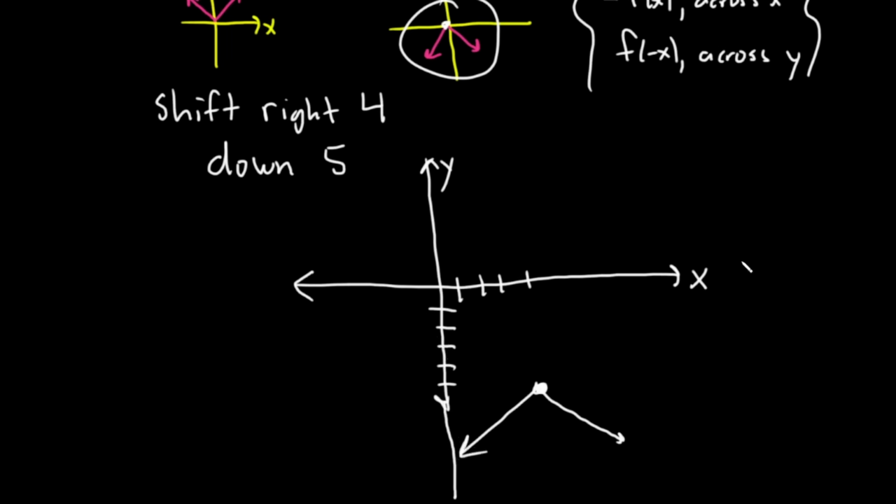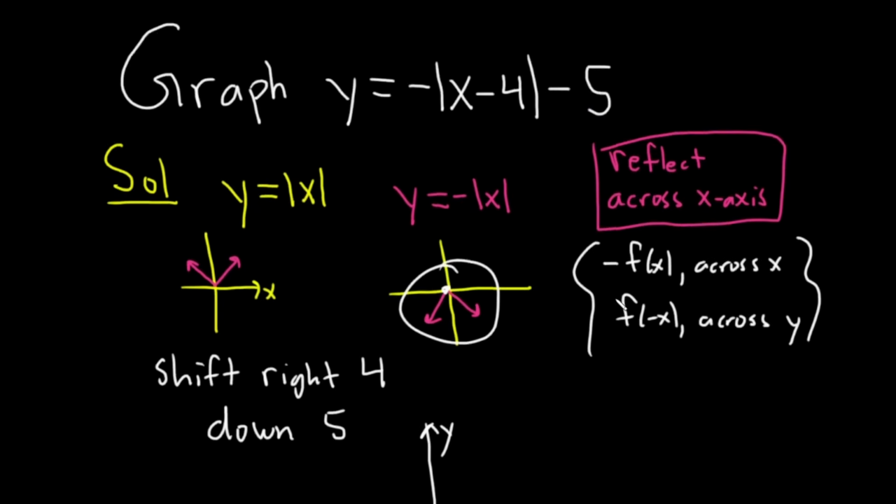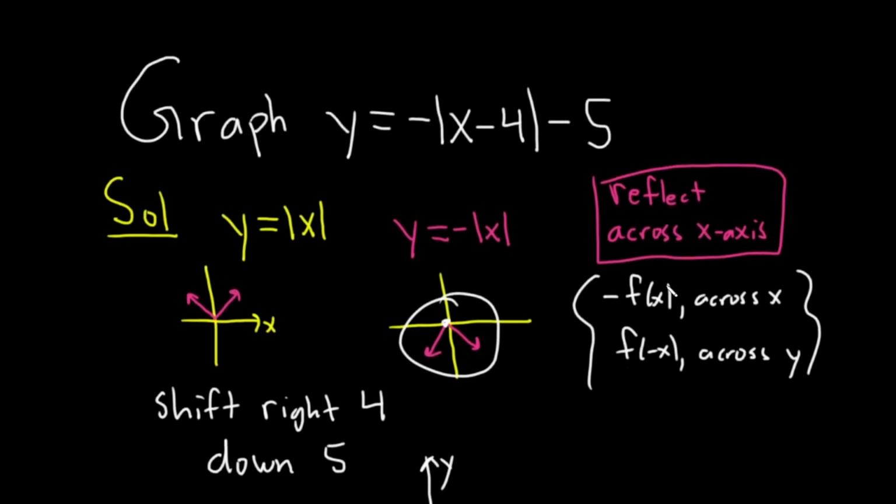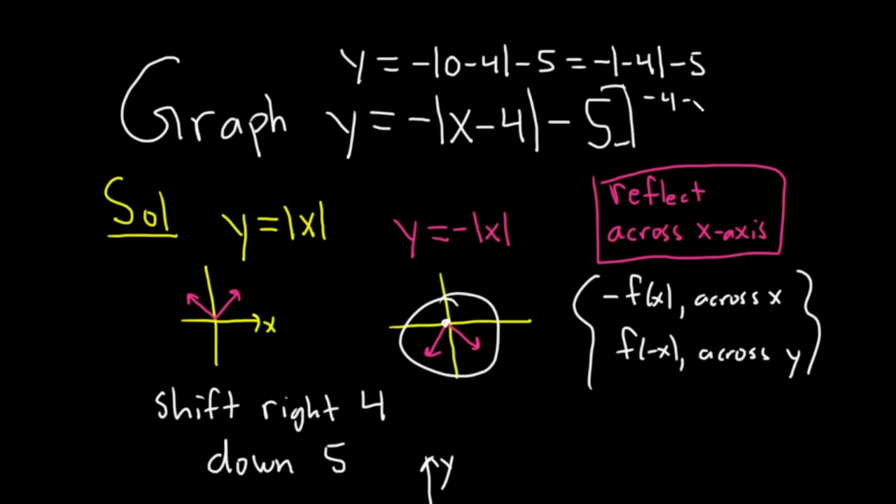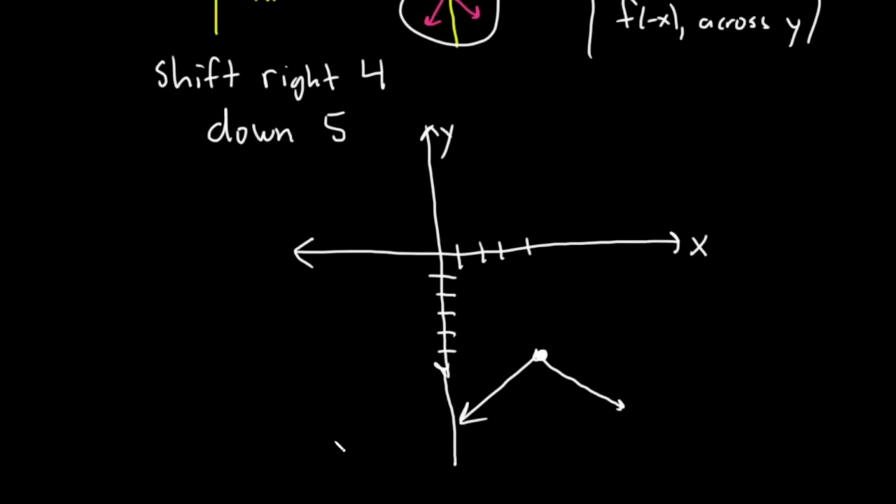If you wanted to find the y-intercept, what you could do is plug in 0 for x. Let's just go ahead and do it for fun. Putting a 0 where the x is will give us negative absolute value of 0 minus 4, minus 5. This will give us, again, the y-intercept. Just plug in 0 for x. The absolute value of negative 4, by the way, is 4. So we just get negative 4 minus 5, so we get negative 9. That would be the y-intercept. And that agrees with the graph, right? Because it's way down here.